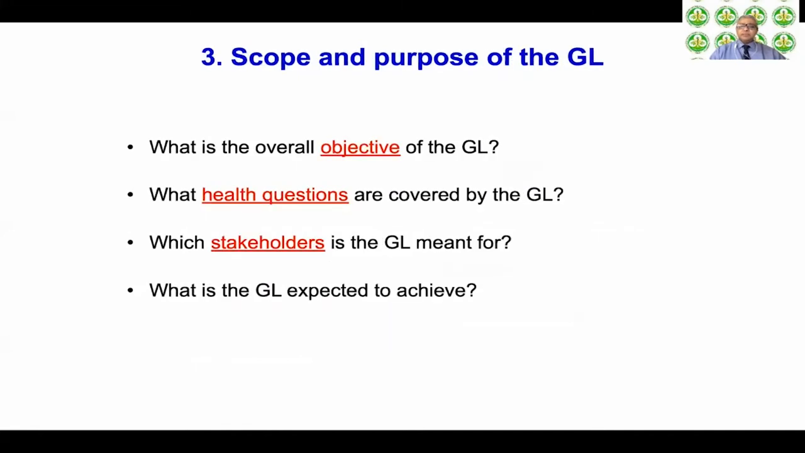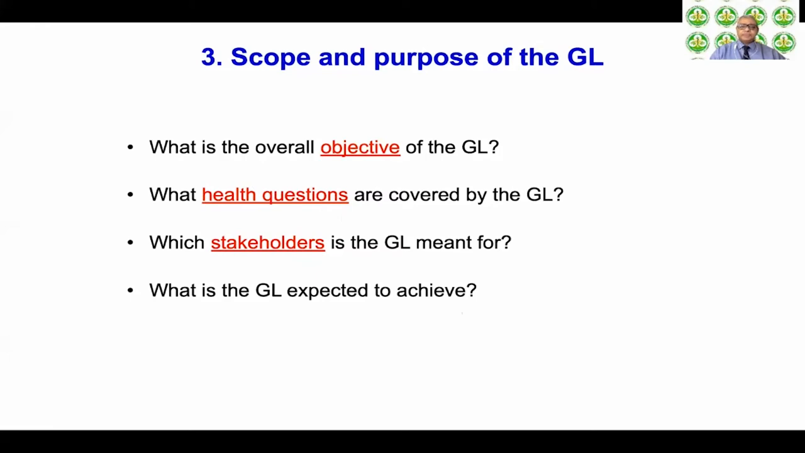The third important step is for this group to draft and write down neatly and precisely the scope and purpose of the guideline itself. Every guideline should have an overall objective, this may be one or multiple, that covers the health questions which are going to be addressed in that particular guideline, identify and define the stakeholders the guideline is meant for, whether it is for professionals, whether it is for the public, a mixture of both, or policymakers, etc., and also briefly discuss and touch upon what that guideline is expected to achieve in the short term and in the long run.